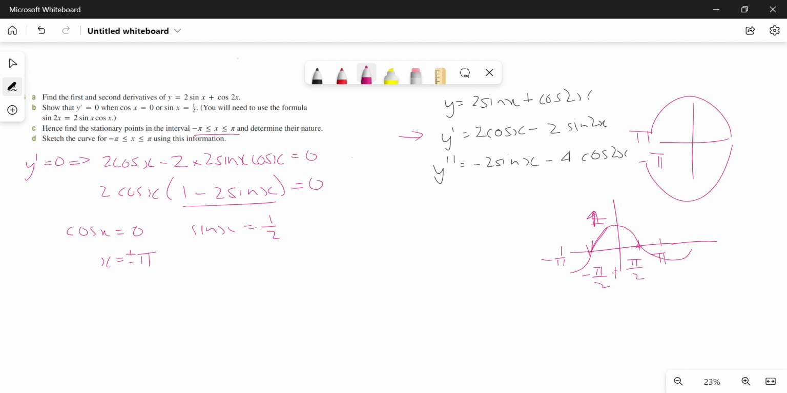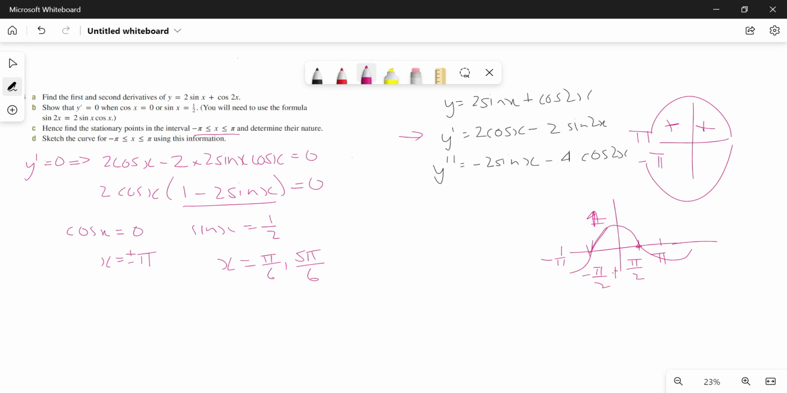For sine x equals a half, in those quadrants, we know the only ones we want because sine is positive in only the first 2. So we've got pi on 6 being 30 degrees, and that means 5 pi on 6 in the second quadrant would also give us a half. Alright, so then find stationary points in that interval. So these are where our stationary points are going to occur, and then determine their nature as well.